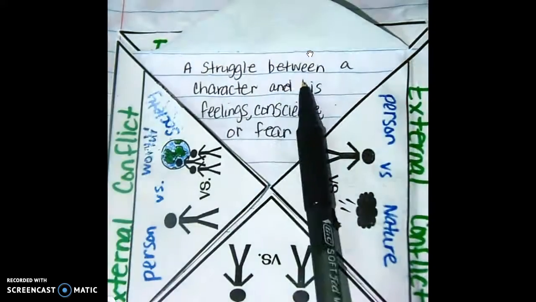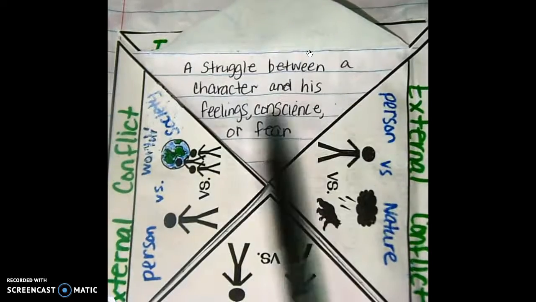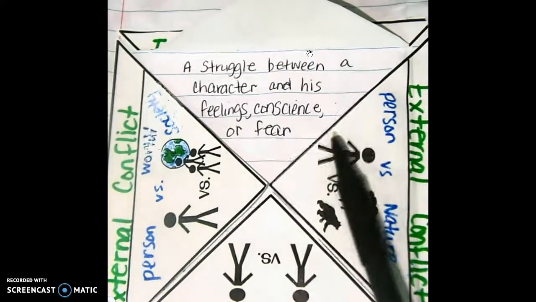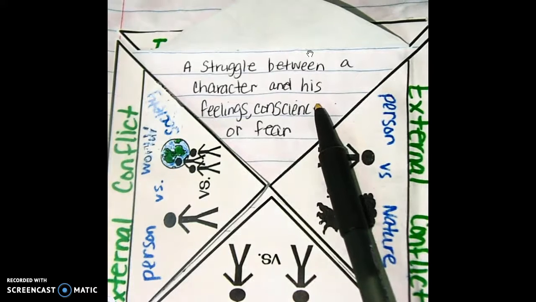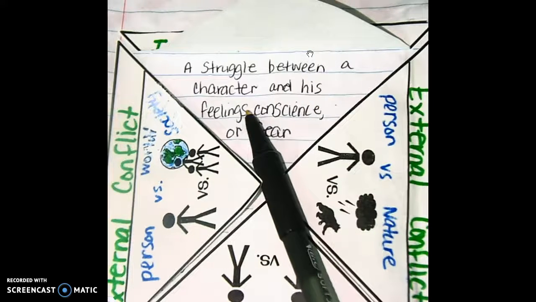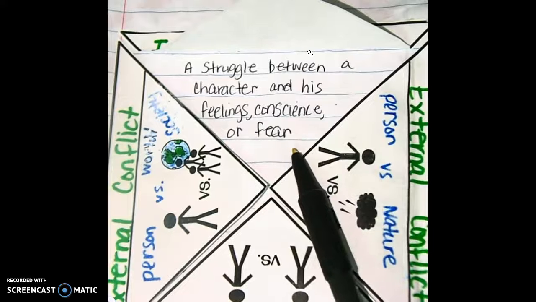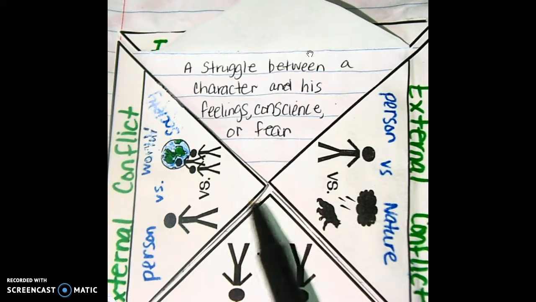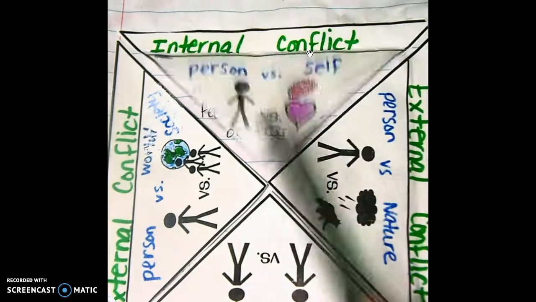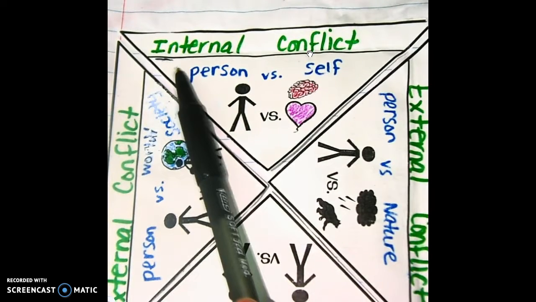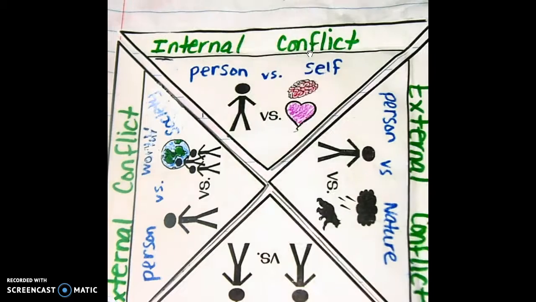A struggle between a character and his feelings, conscience, or fear. Conscience means you've done something and you feel guilty about it, so you have a guilty conscience. When your feelings are hurt, when you're afraid of something, those are considered internal conflicts because no one can necessarily see those. So again, internal means within. No one can see it. It's in your heart or in your mind.